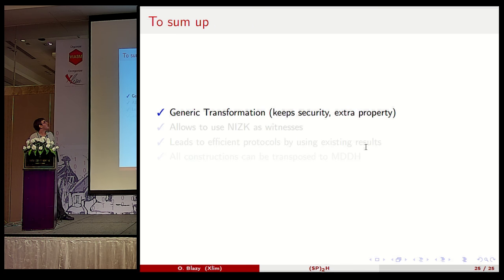OK, so let's try to sum up. First, we provide a generic transformation, and we keep the security. This means that if the SPHF was secure under the DLIN assumption, then the corresponding structure-preserving SPHF is also going to be secure under the DLIN assumption. We keep all the extra properties. So if the SPHF was such that the projection key could be computed without knowing the word, then the associated structure-preserving SPHF could be computed the same way.